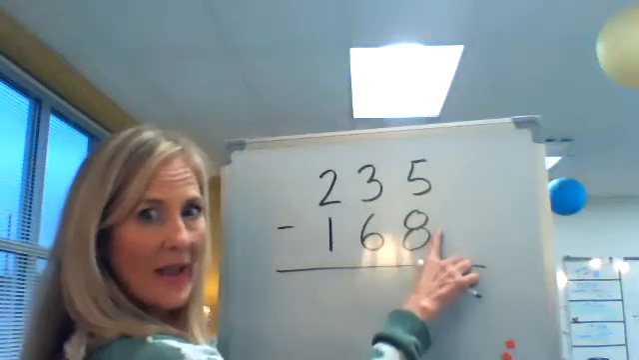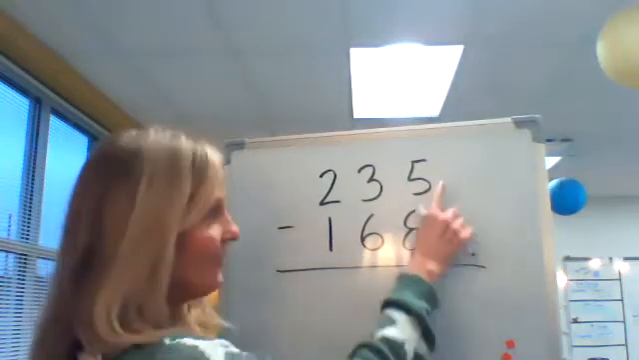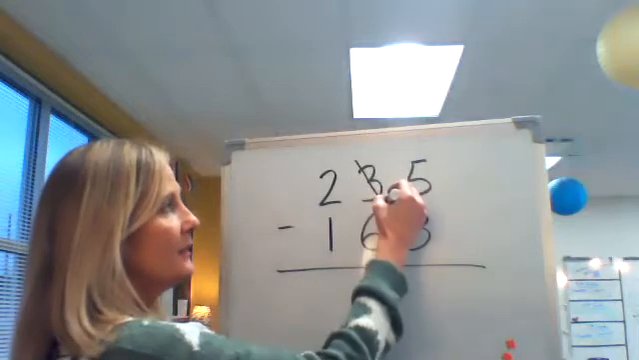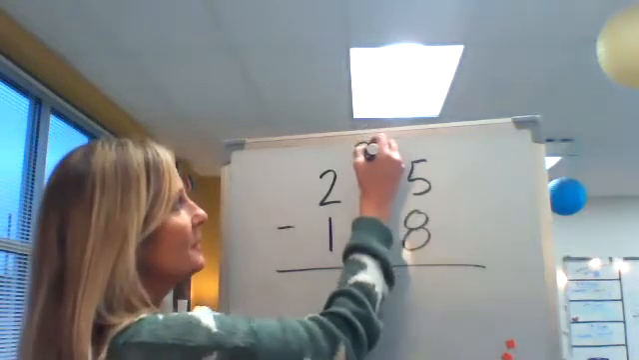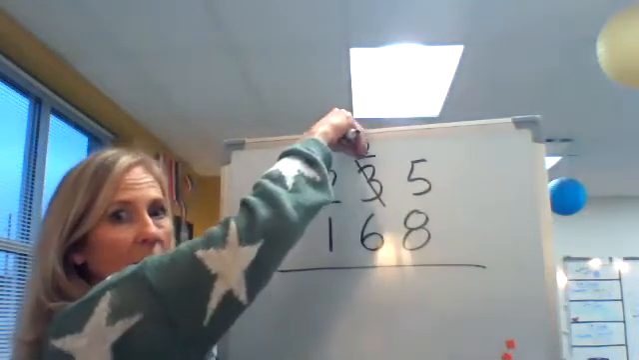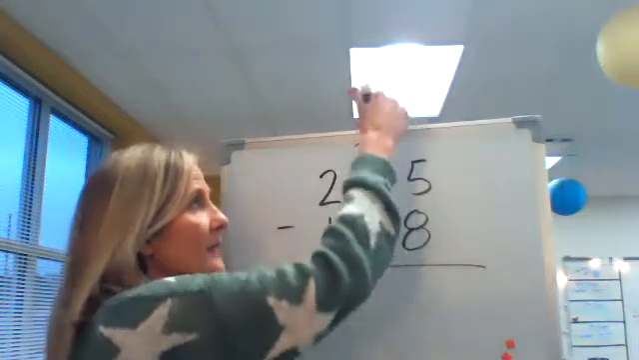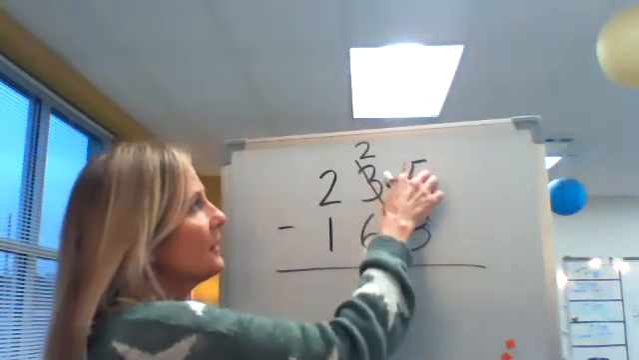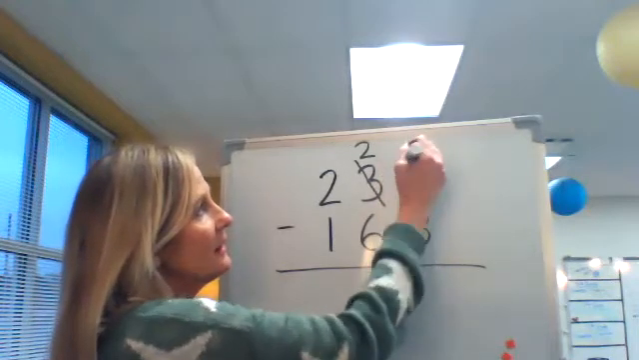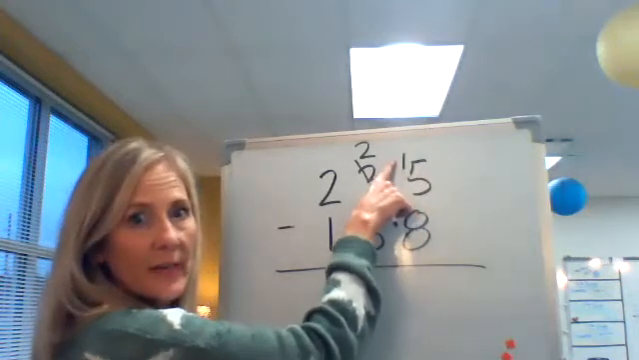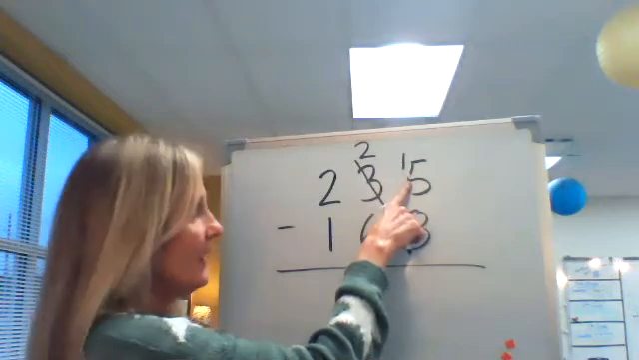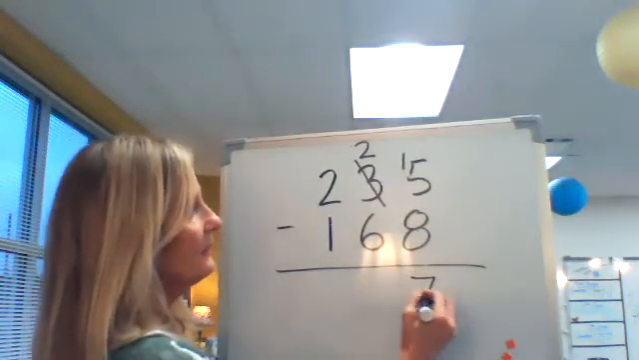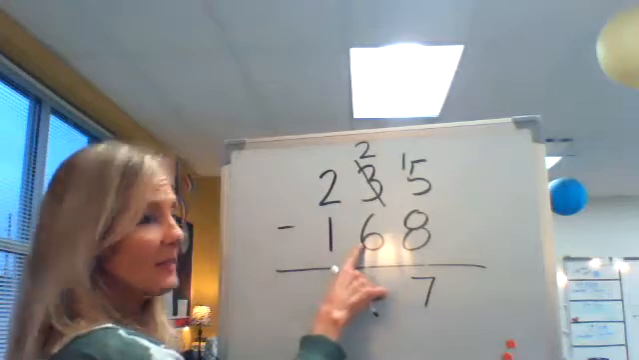5 ones take away 8 ones. Can't do it. I don't have enough in the ones place, but I can borrow from the tens place. 3 tens become 2 tens. Why? Because I gave a group of 10 and put it in the ones place. So that represents 10 ones and 5 more ones. Let me make that straighter so it really looks like a 15. There. This is showing that I have 10 ones and 5 more. That's 15, right? 15 take away 8, I can do that. That's 7.